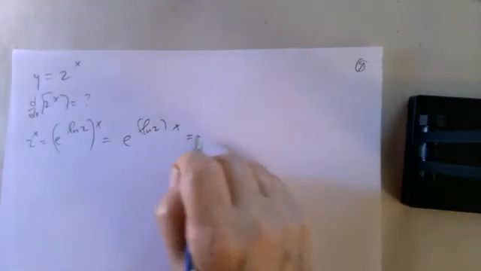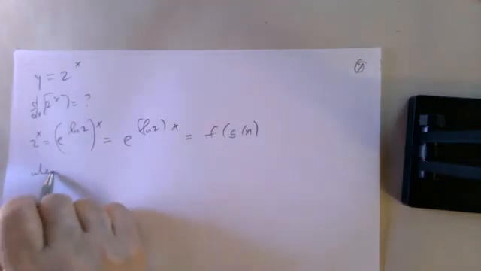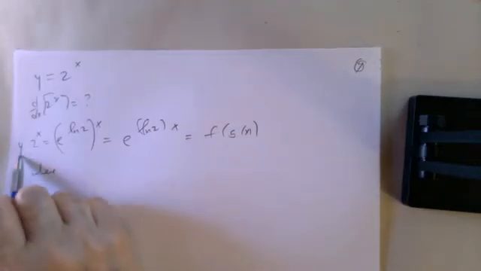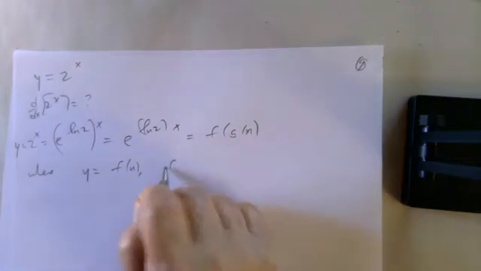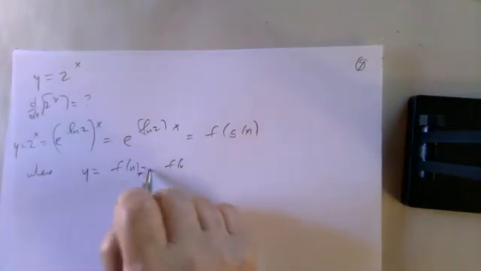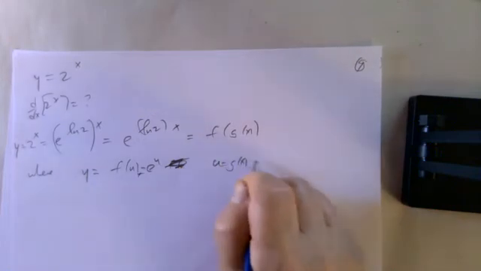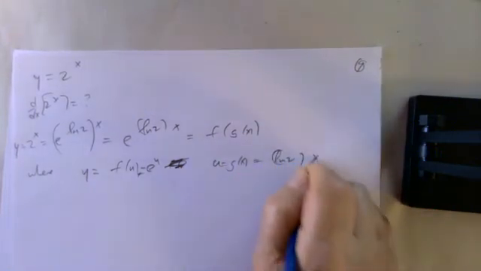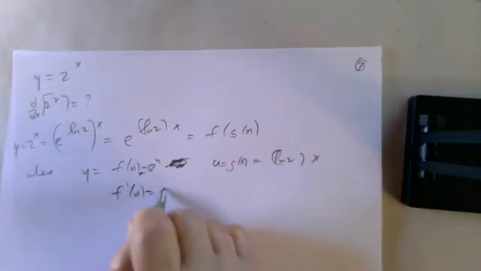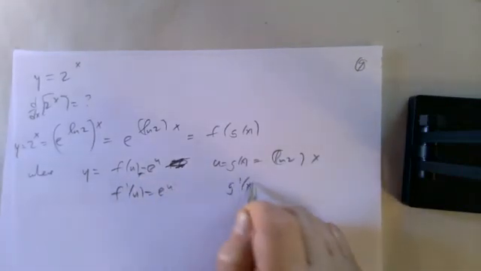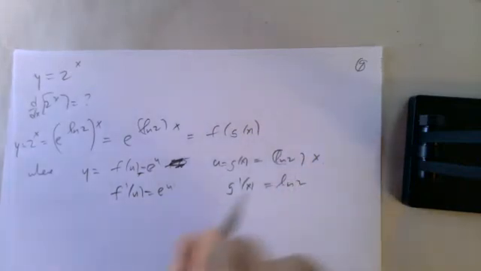So this is a composite function. This is like f of g of x, where y is f of u, which is e to the u, and u, which is a function of x, is log 2 times the number x. So f prime of u is e to the u, and g prime of x, this is a constant times x, so the derivative is just the constant.